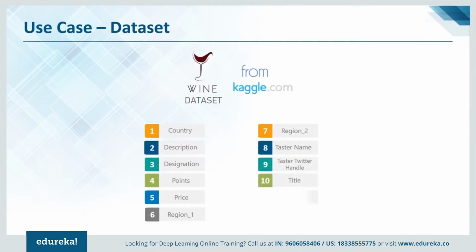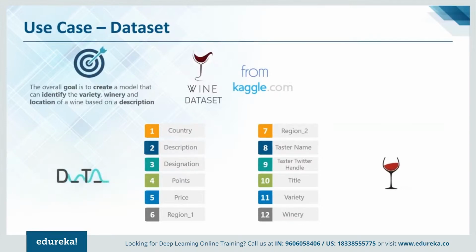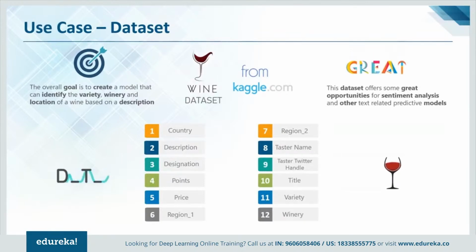Next, the title of the wine review, which often contains the vintage if you're interested in extracting that feature. Variety, the type of the grapes that is used to make the wine. Let's say for example Pinot Noir, that's a type of the grape. And finally, the winery that made the wine. Guys, the overall goal here is to actually create a model that can identify the variety, winery and the location of a wine based on the description alone. And this dataset offers some really great opportunities for sentiment analysis and other text-related predictive models as well.